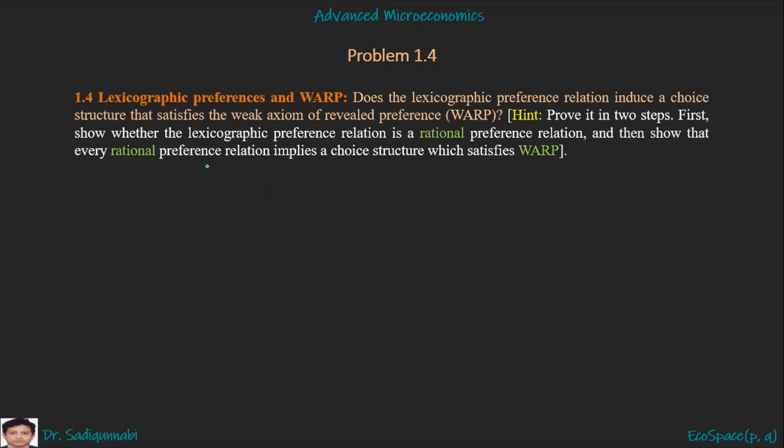So this is an interesting problem. Problem 1.4 is about lexicographic preference. The question is very simple: does the lexicographic preference relation induce a choice structure that satisfies the weak axiom of revealed preference, WARP? So let's move on to the solution.